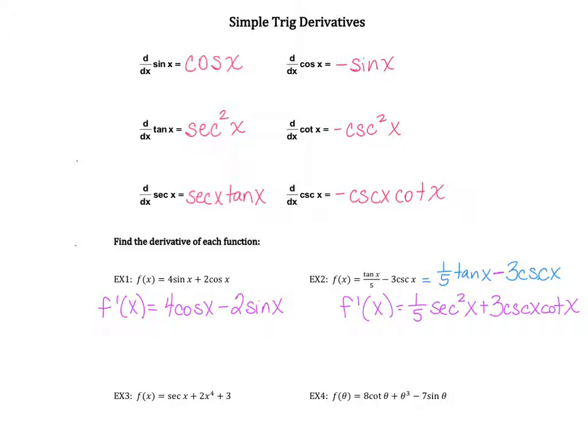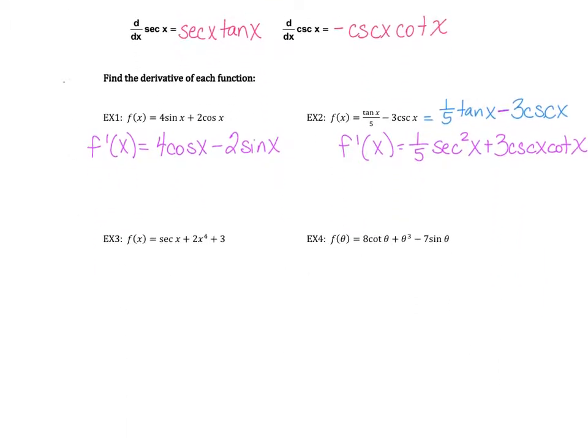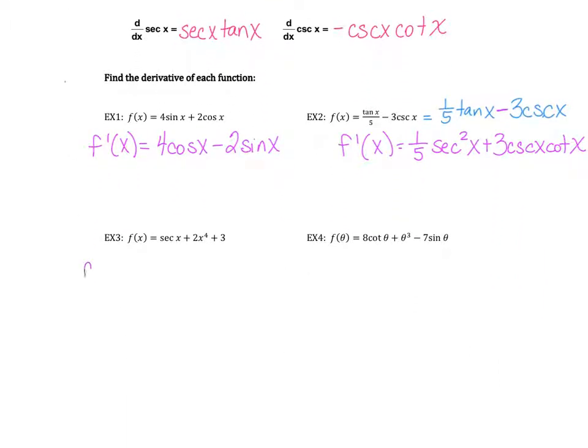So the good news is these don't take you very long. Of course, I can put in things that don't have trig in with the trig, so the derivative of secant would be secant tangent. And the derivative of 2x to the 4th is 8x cubed. The derivative of 3 is 0. And there you go. That's it. So it is a pretty easy thing.